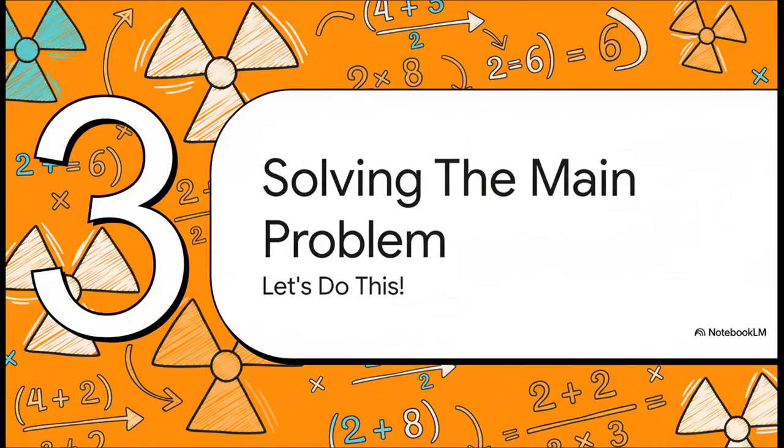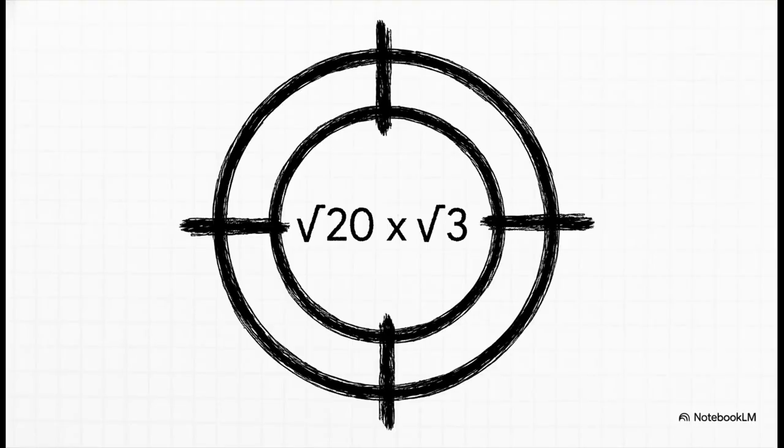All right, now we're ready. Basic rule, check. That important exception, check. We have the tools we need. Let's get back to our original challenge and actually solve this thing. Okay, here we are, back at the main event, the square root of 20 times the square root of 3. And now we know exactly what to do first.